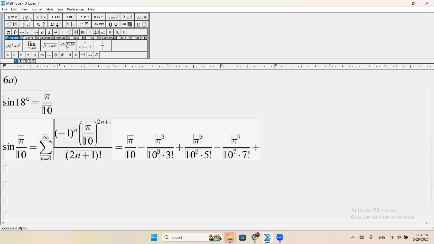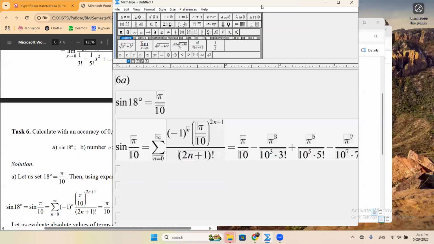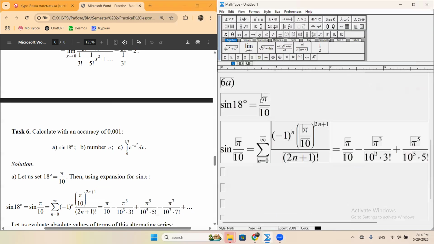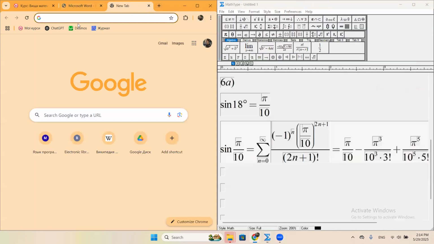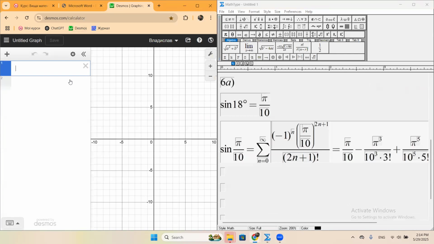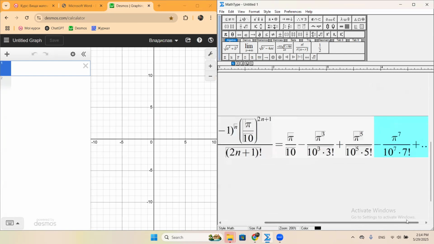And so on. So now, how can we prove that we received the expected accuracy? So we will have to check these terms. The modulus of the remainder must be less than the accuracy.